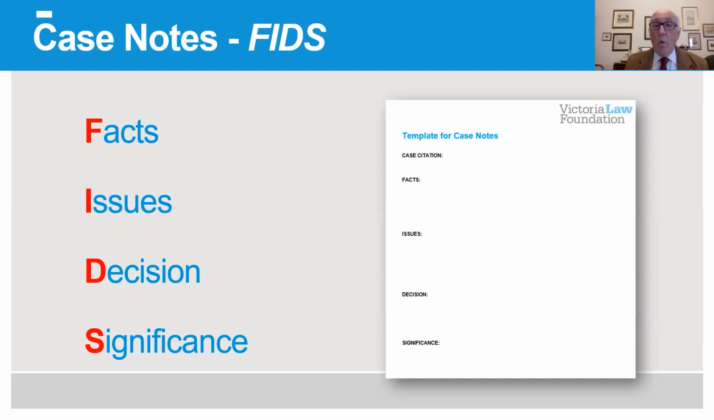Issues. What did the court have to resolve? What did the court have to decide? Who was to blame? That sort of thing. Have a look at the evidence on both sides. Those are the issues that might be involved in any case.